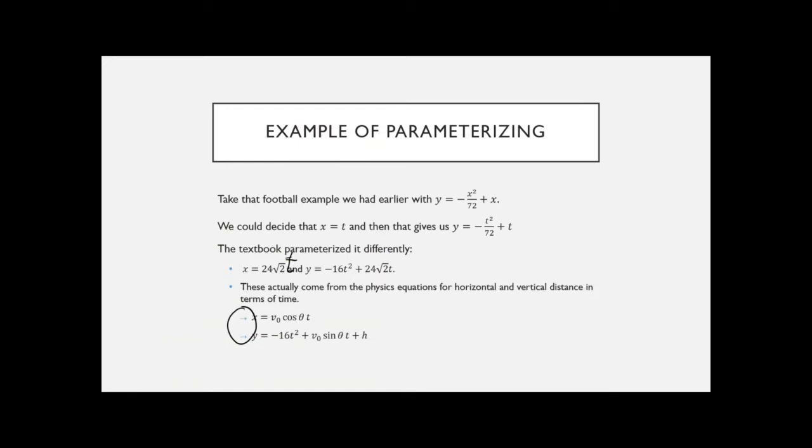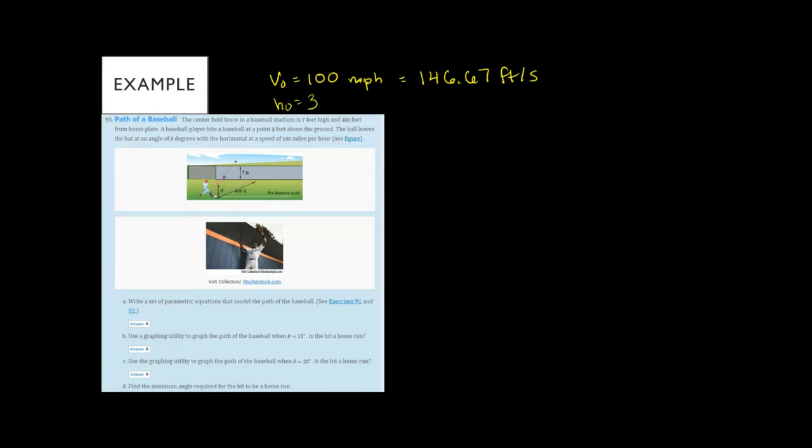And in order to do this, we need to make sure all our units match. So they give us the speed of 100 miles per hour. We need to convert that to feet per second. Because I know I don't have a lot of time here, I'm going to just write that out. So our initial velocity is 100 miles per hour. If you go through and do the unit conversions, that comes out to 146.67 feet per second. And our initial height, it's hit 3 feet off the ground.